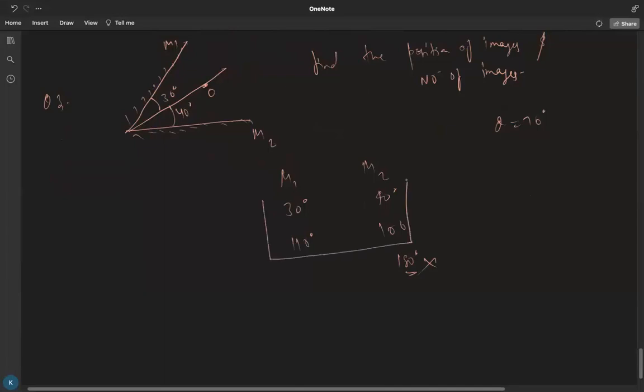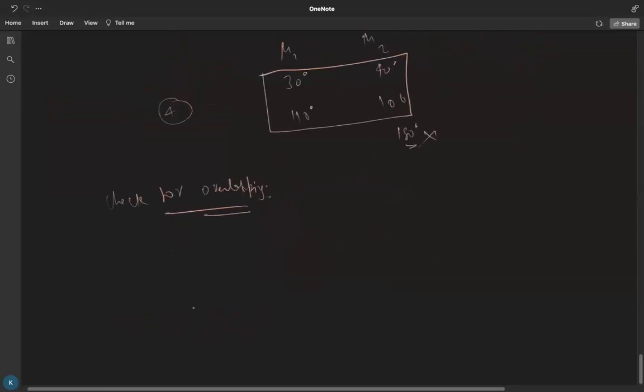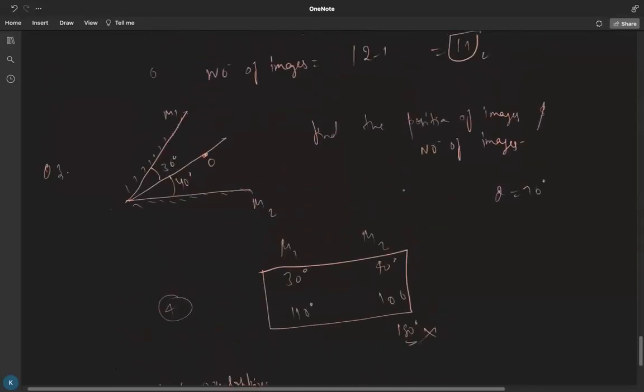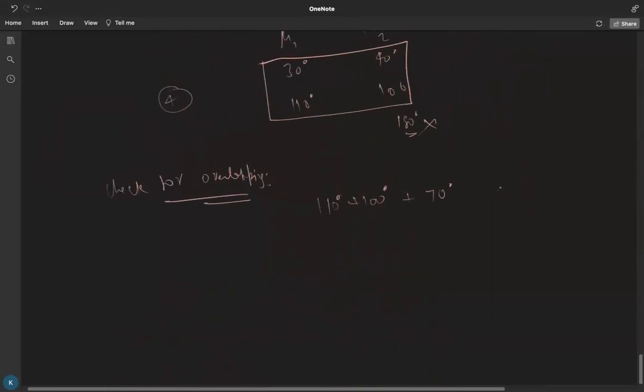So till now we get only how many images? 4 images. Now you have to check for the overlapping. So how can you check for the overlapping? Add the last two angles, so 110 degree and 100 degree, and add the angle between the mirrors, which is 70 degree. The theta here is 70 degree. So when you add, you will get a sum that is not equal to 2 pi or 360 degree. Therefore here no overlapping, right? So here no overlapping.